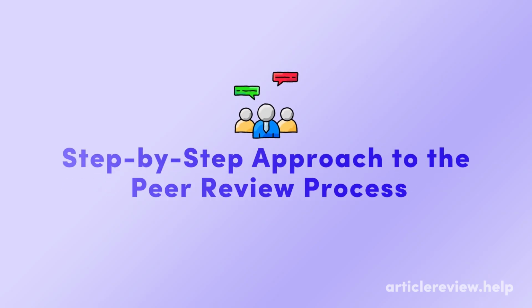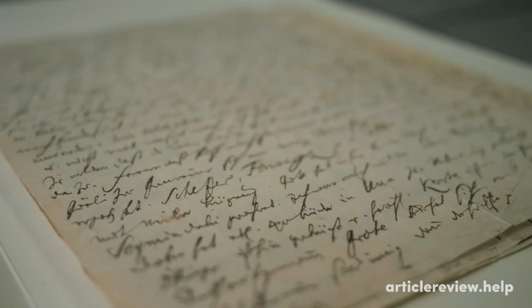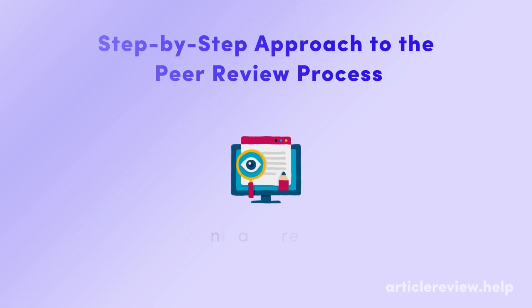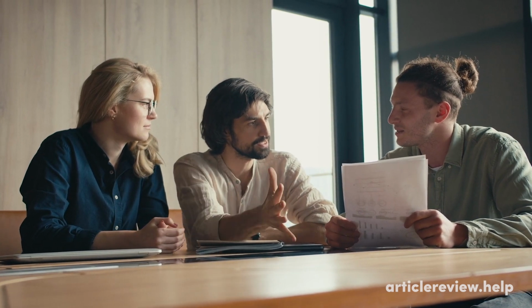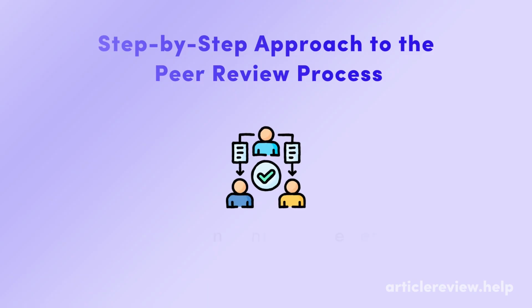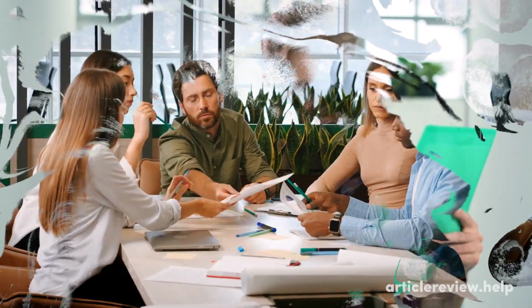Step-by-step approach to the peer review process. 1. Submission. Authors submit their manuscript to a journal. 2. Initial screening. The journal's editorial team conducts an initial screening to ensure the manuscript fits the journal's scope and meets basic formatting requirements. 3. Assignment to reviewers. If the manuscript passes the initial screening, it is assigned to one or more reviewers who are experts in the relevant field.